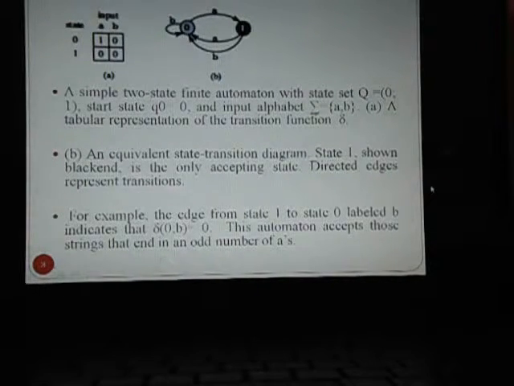If the given input is like abaaa, then it is acceptable because it ends with three a's. Initially it accepts the a input, moving from 0 to 1. Then if it accepts the b, it goes from 1 to 0. Again it accepts a, moving from 0 to 1, and again a, 1 to 0, and one more a, 0 to 1, which means it reaches the final state 1. This is acceptable.